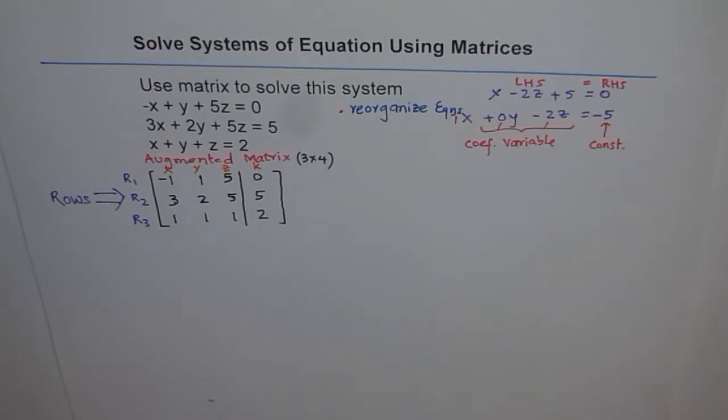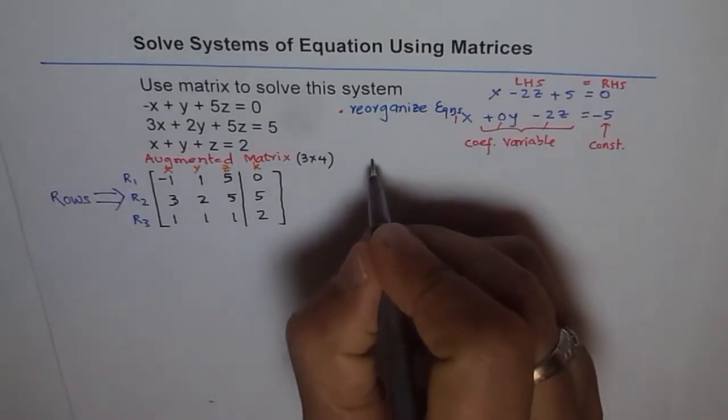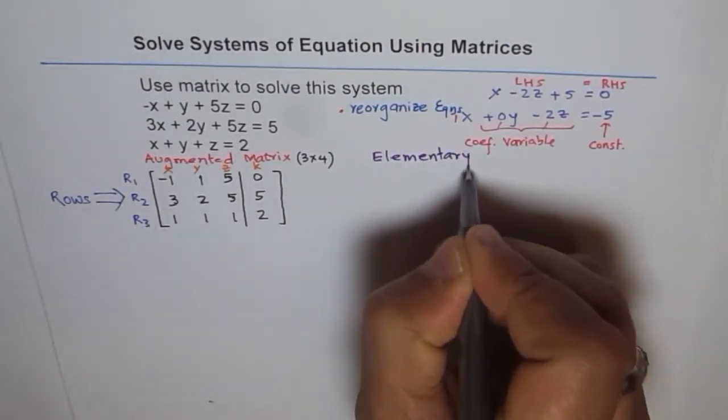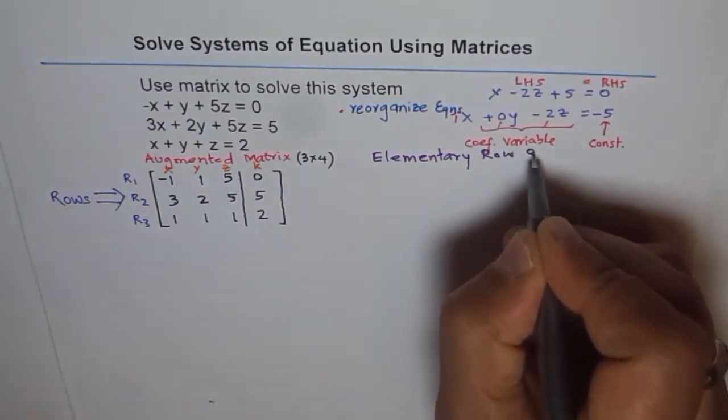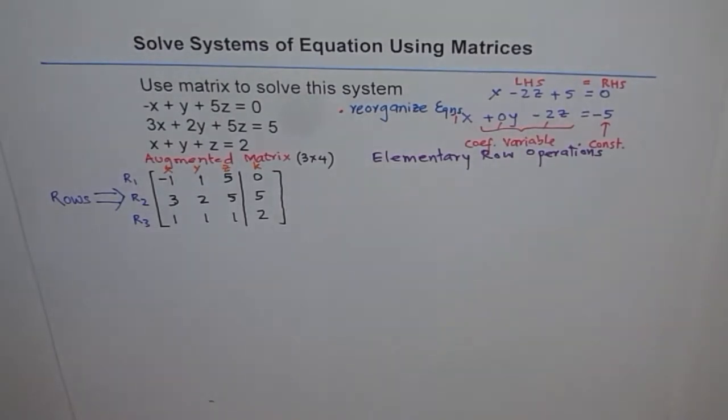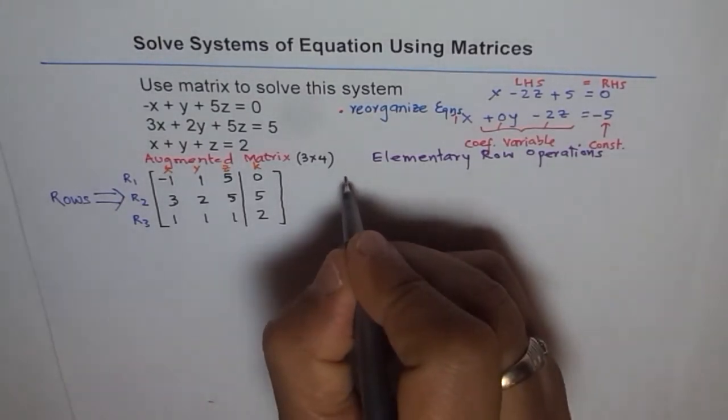Now, how to solve and get the answer from it, right? So that is where matrices help us a great deal. So the steps to solve is to follow some rules. So we call them elementary row operations, okay? So let me put some elementary row operations here. So the term used will be elementary row operations. What are these operations, and what can we do about?